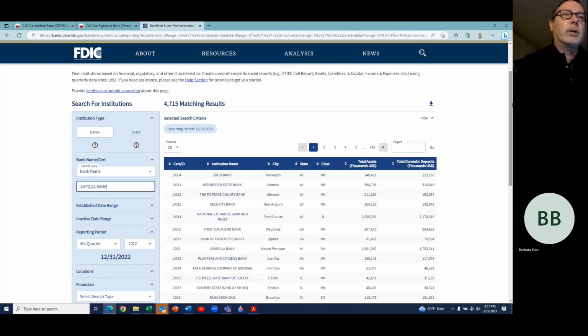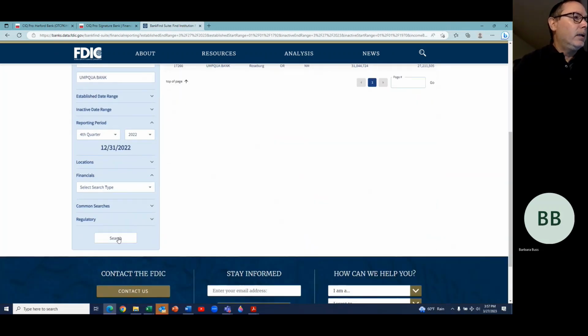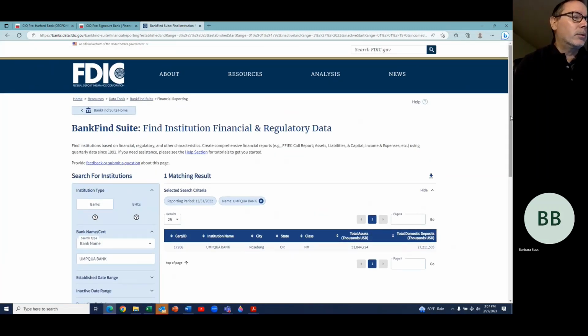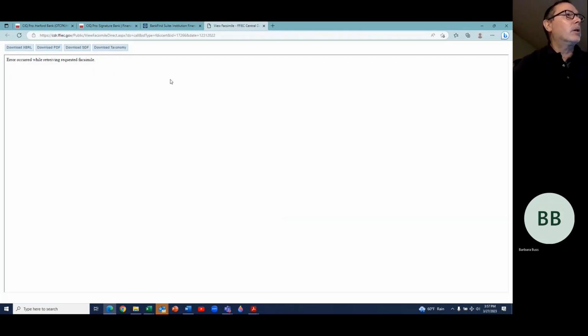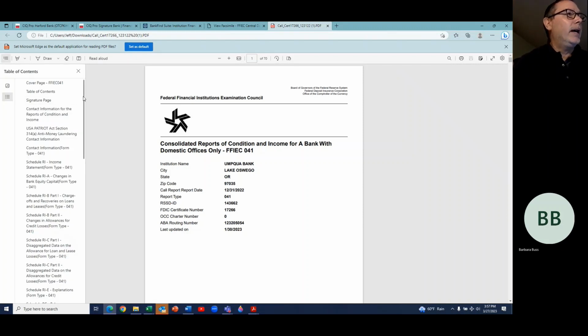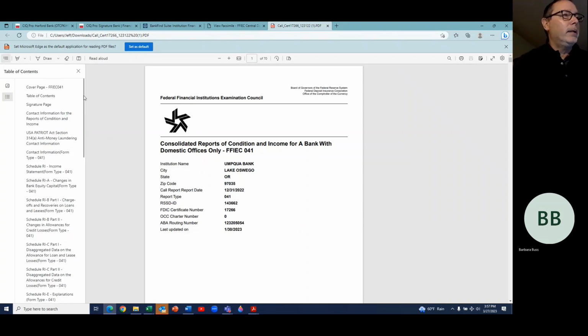That bank merged with Columbia in Washington State in the first quarter, but its 12/31 call report would still be here. And you could see that if you search on Umpqua Bank, there it is. So click on Umpqua Bank, and then we're going to run the last FFIEC call report of Umpqua Bank. I might get an error because this bank is no longer covered, but if you get this error as it is shown here, I could just simply download the PDF. And you could see that here is the entire Umpqua Bank call report.